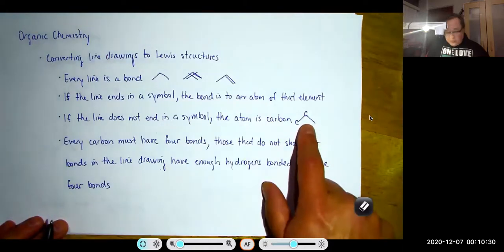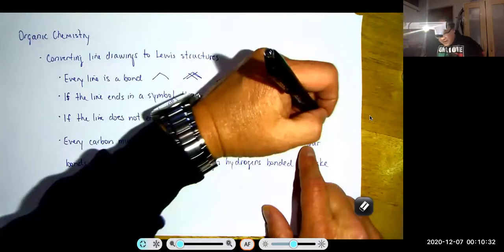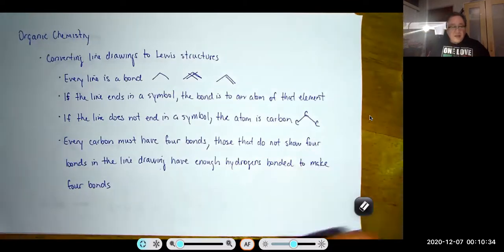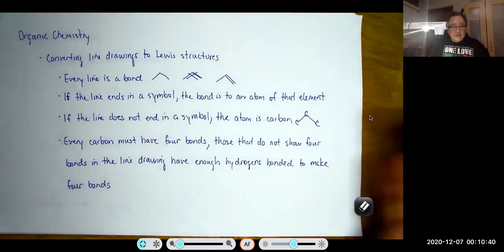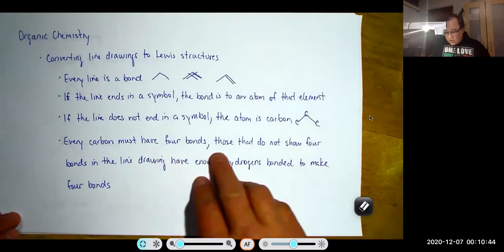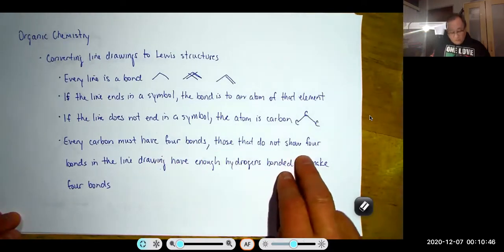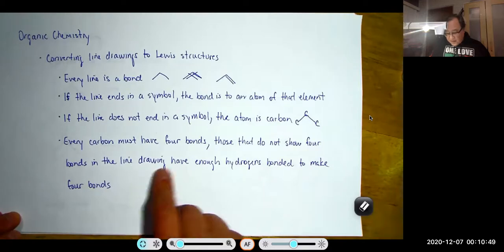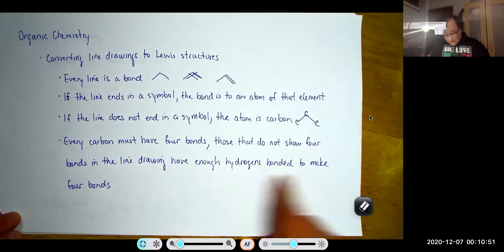What is this bond between? Well, it's between two carbon atoms. So if the line does not end in a symbol, the atom is a carbon, period. No ifs, ands, or buts. That's the rule. Every carbon must have 4 bonds. Those that do not show 4 bonds in a line drawing have enough hydrogens bonded to make 4 bonds.